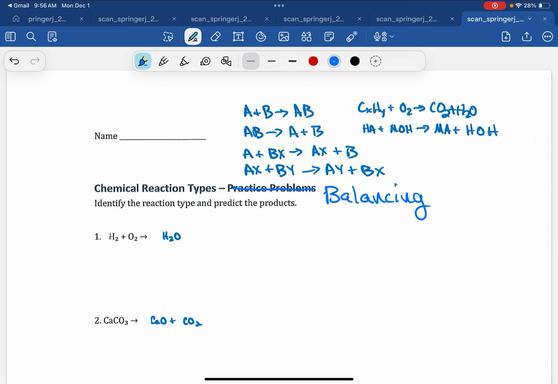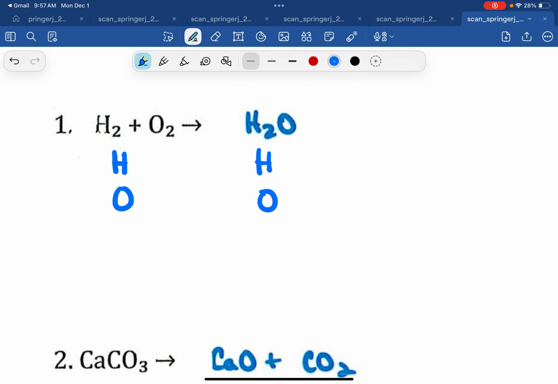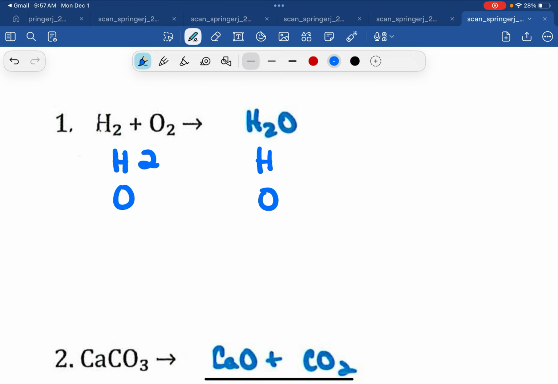So here is the first reaction. H2 plus O2 makes H2O. What I would like for you to do, and this comes from years and years of experience, the best thing to do is write down what you have on each side of the equation, all the elements that you have on each side, and write down how many of each one you've got. You see, I've got 2 hydrogens, 2 oxygens, and 2 hydrogens, 1 oxygen. So the hydrogen right now is in balance, but the oxygen is not.